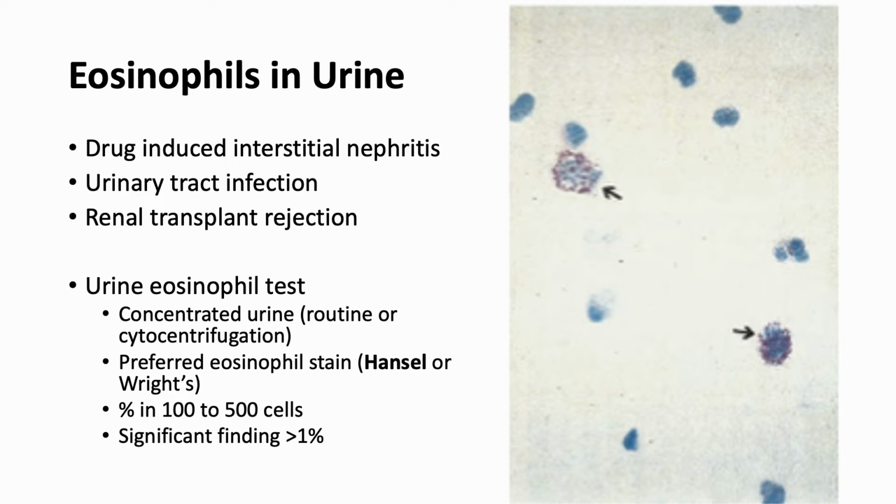Eosinophils can also be identified in the urine, but these entail the use of special stains, and the preferred eosinophil stains would be the Hansel stain, or the Wright special stain can also be used on a concentrated urine that can be a routine urinalysis specimen or a cytocentrifuge urine specimen. More often than not, the eosinophils are counted in 100 to 500 cells, and a significant finding would be more than 1%. Eosinophils in the urine clinically implies drug-induced interstitial nephritis, a urinary tract infection, and it can be seen in renal transplant rejection.